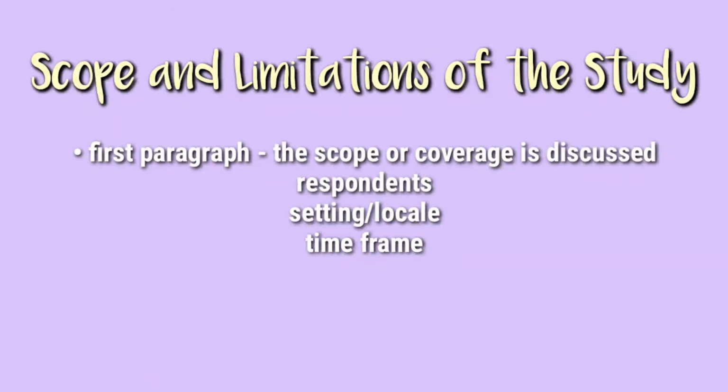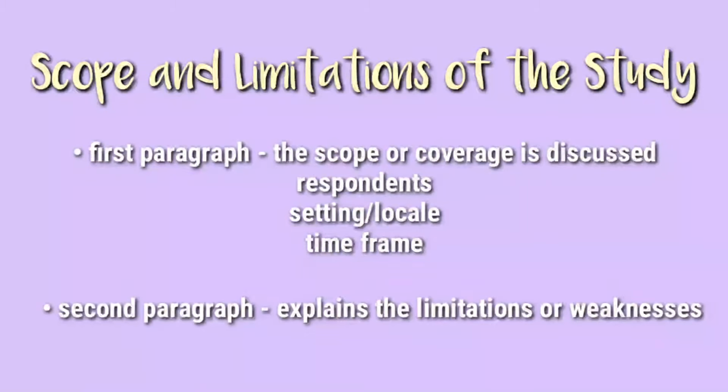And now, we have the scope and limitations of the study. In the first paragraph, the scope or the coverage is discussed, including the characteristics of the respondents that made them qualify to partake in the study. Setting or local, or kung saang lugar ninyo ika-conduct ang study, time frame, kung anong school year, and the like. Moreover, the limitations or the weaknesses and the boundaries of the research work are explained in the second paragraph, like the other variables that are related but not measured, and the potential respondents who, for some reasons, could not be part of the data collection.